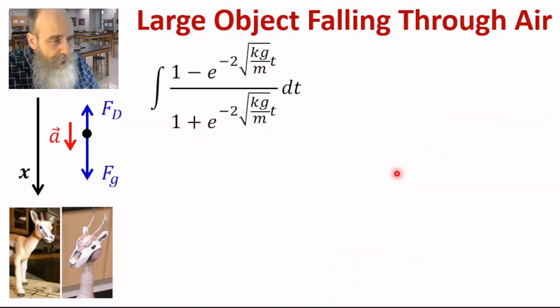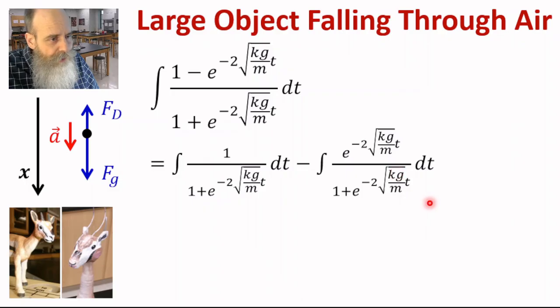Let's look at that complicated integral. Let's consider it to be two separate integrals from each of these two terms in the numerator. So we have this integral and this integral. This integral can be easily done. We can do a u-substitution.